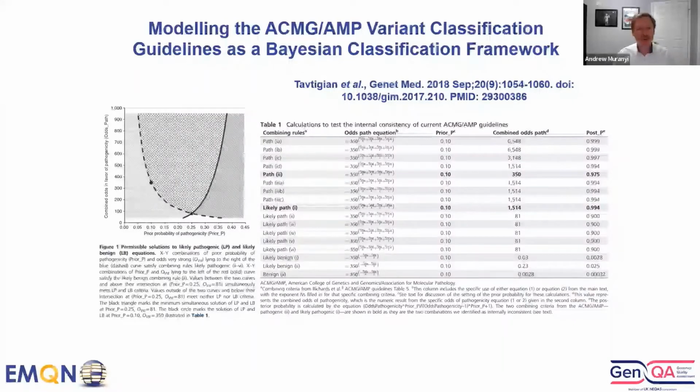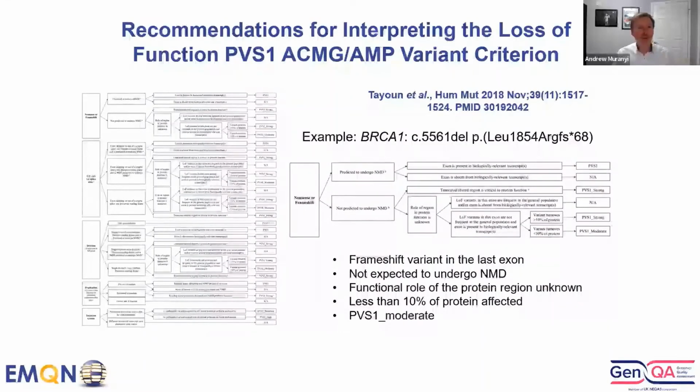Next slide, please. Another important publication that came out subsequent to the 2015 guidelines is an in-depth review of the PVS1 variant criterion. What this publication did is they looked at the PVS1 evidence and broke it down into 5 different categories. I'm not going to go through the whole decision tree that's on the left here, but I'll work you through one example from a previous scheme.